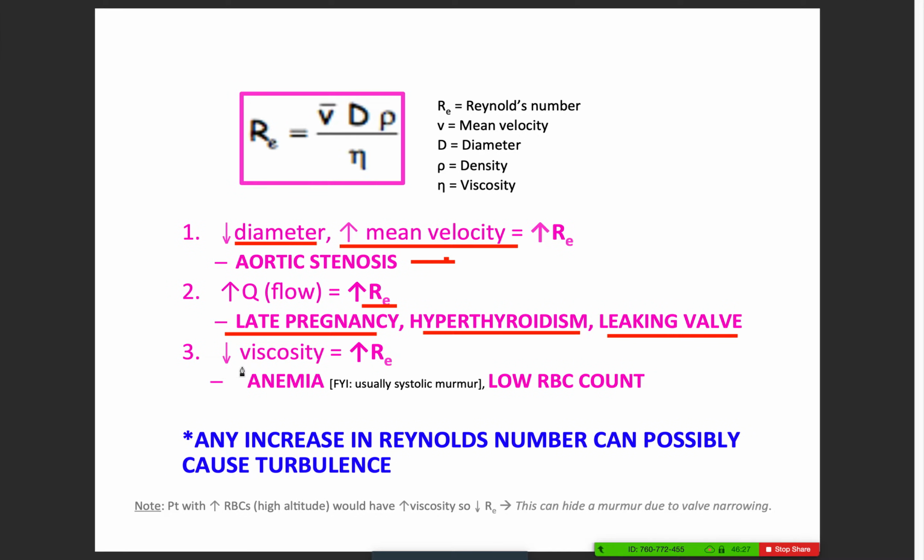Decreased viscosity, excuse me. In cases of anemia, when we have fewer proteins and fewer red blood cells in the bloodstream, that can result in a systolic murmur. Low red blood cell count is basically anemia. So any increase in Reynolds number, which is this number here, can possibly cause turbulence. Changing any one of these factors can cause an increase in turbulence and more noise essentially during your cardiac cycle.